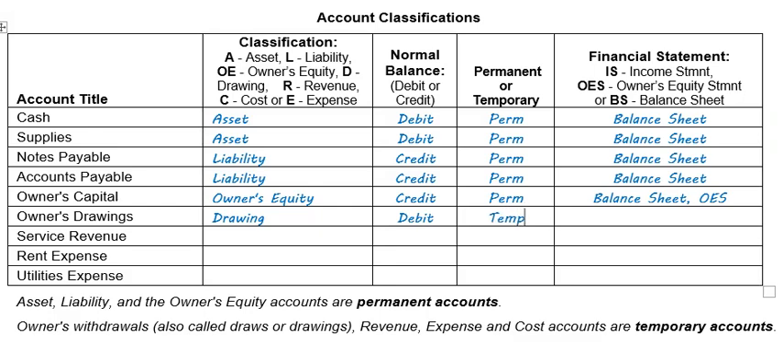It's a temporary account. We close it at the end of the month, and it will be shown on the owner's equity statement. Okay, so that one shows up on the owner's equity statement.